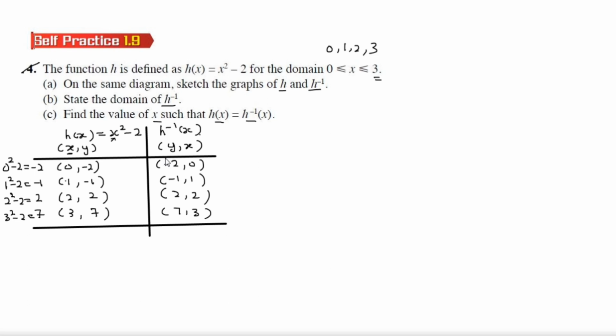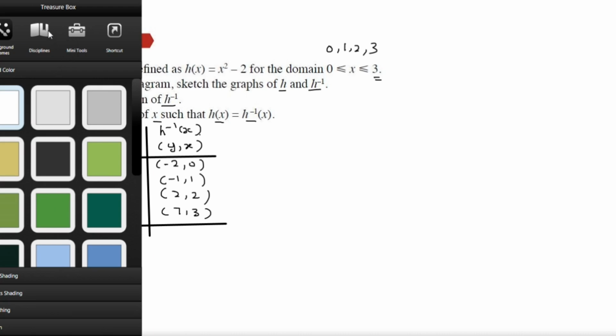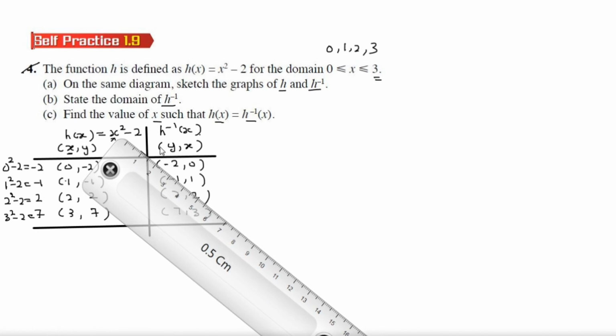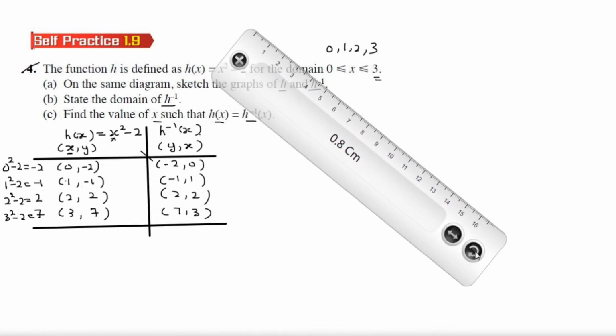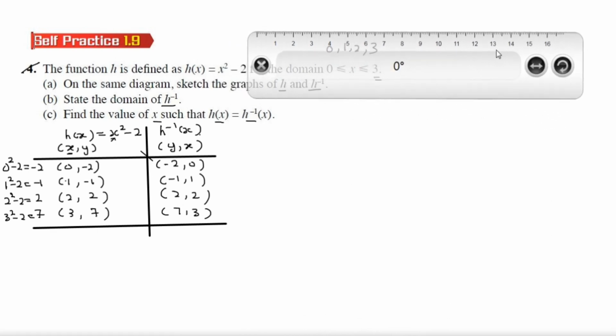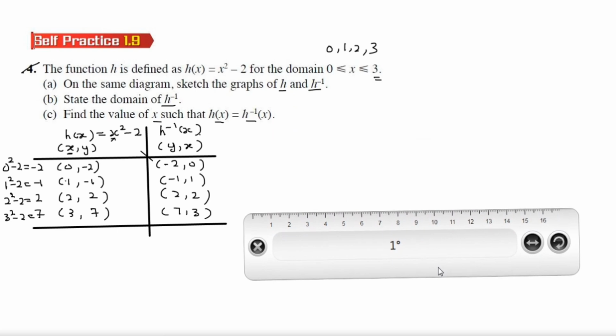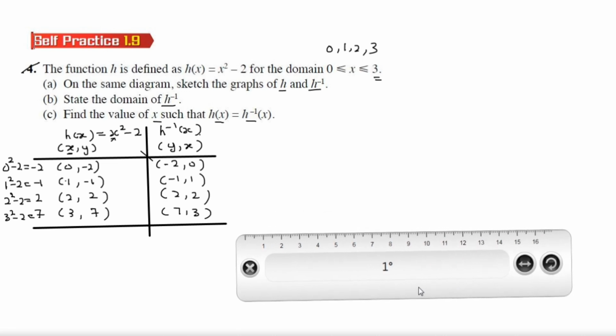graph. You must use ruler to sketch the graph. Use ruler. I try to get my ruler. Okay. Use ruler. You can set a proper scale on it. It's up to you. You can use 1 cm as 1 unit. Okay, you can try 1 cm as 1 unit. So draw a straight line here.